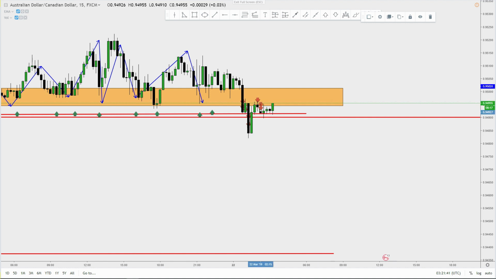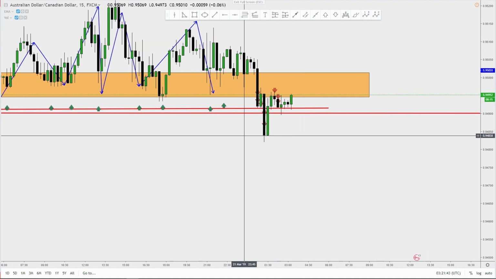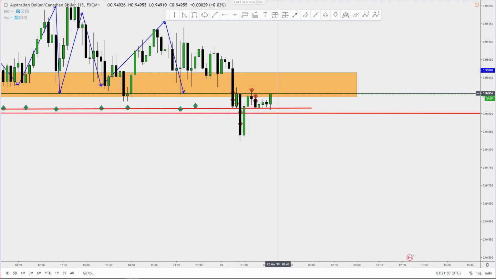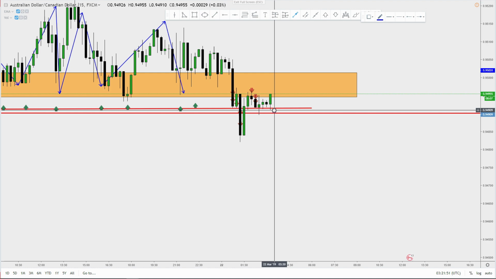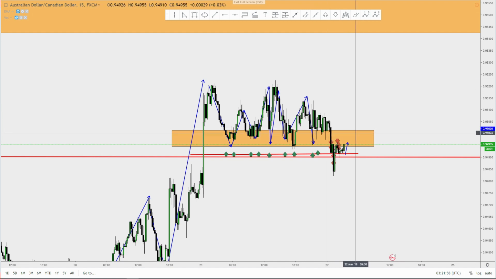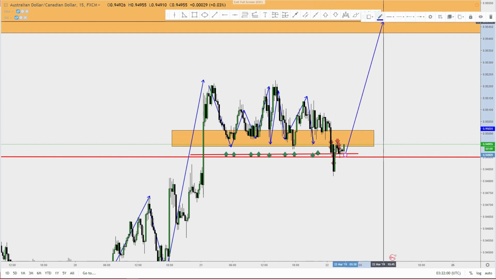That would have looked quite bearish, as would have this one in real time. That would have looked bearish. That's kind of half flipped, and now we've just started to rally to the upside. So I'm expecting this to continue up to this zone here.